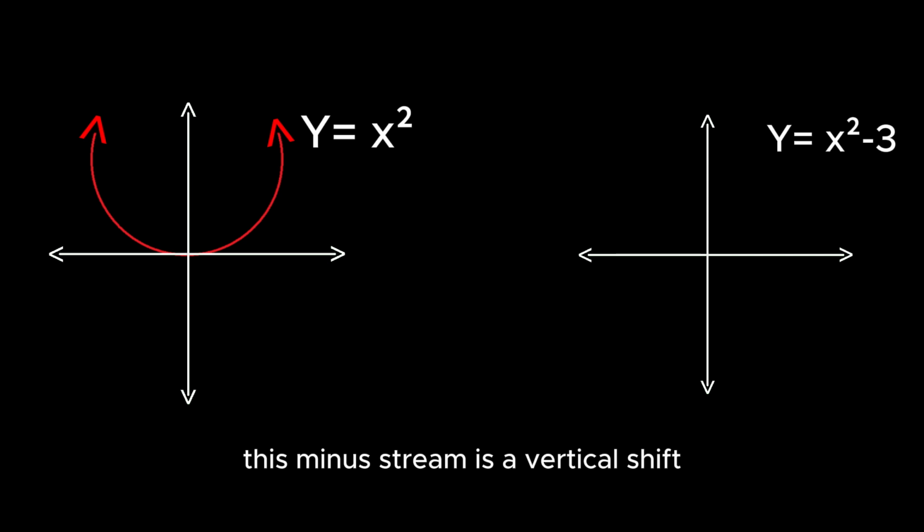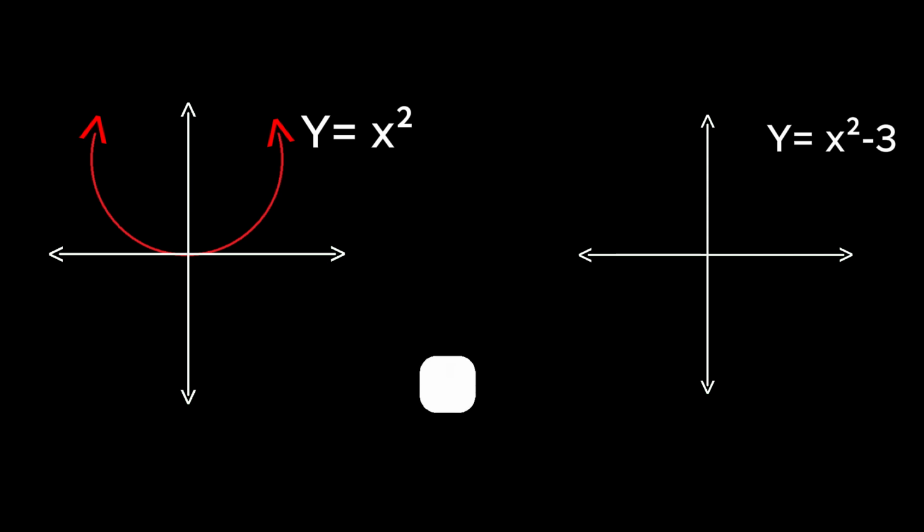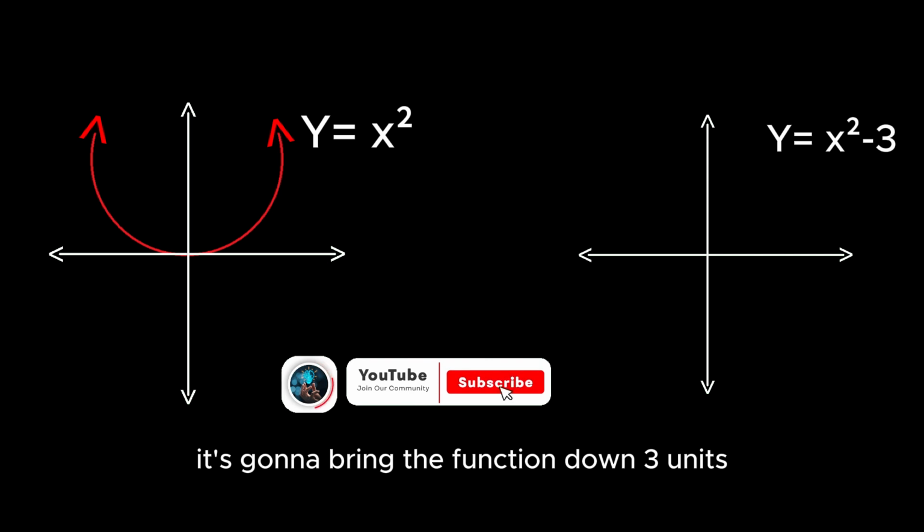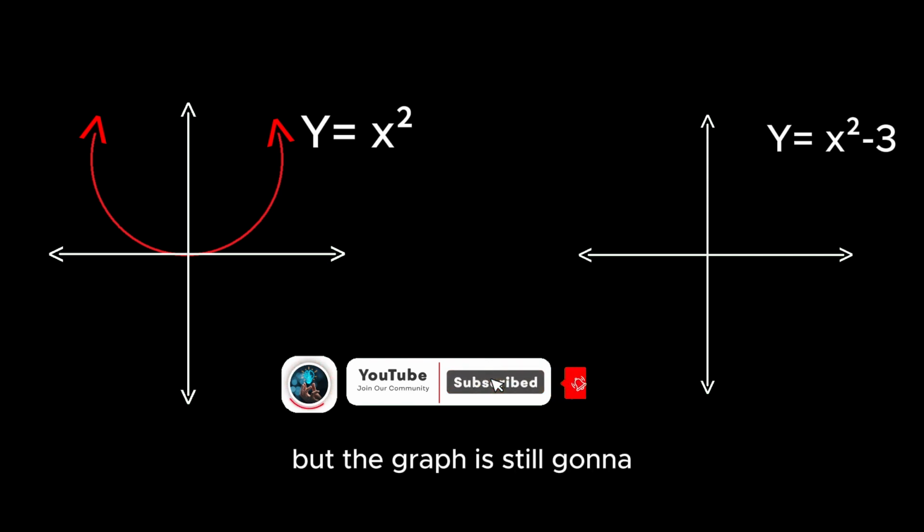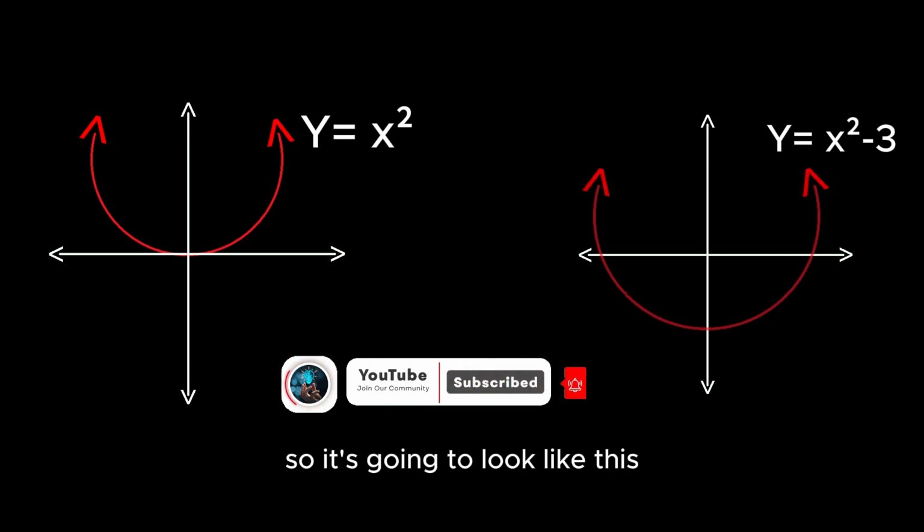This minus 3 is a vertical shift. It's going to bring the function down 3 units. But the graph is still going to open in the upward direction. So it's going to look like this.